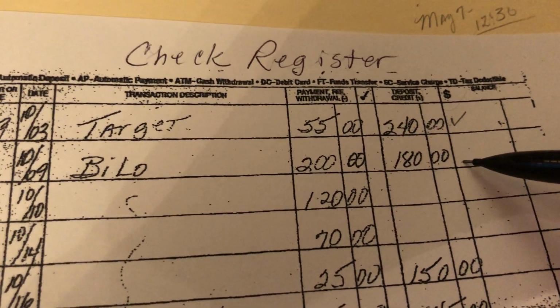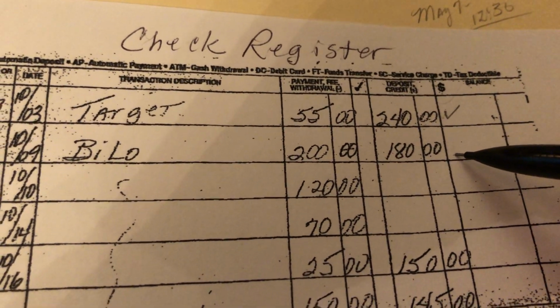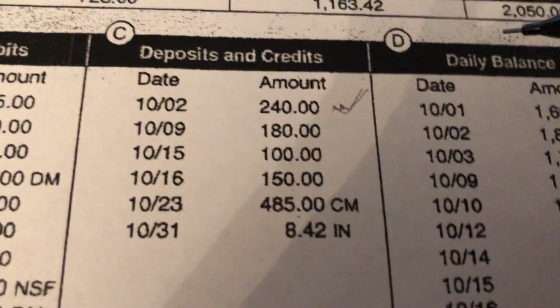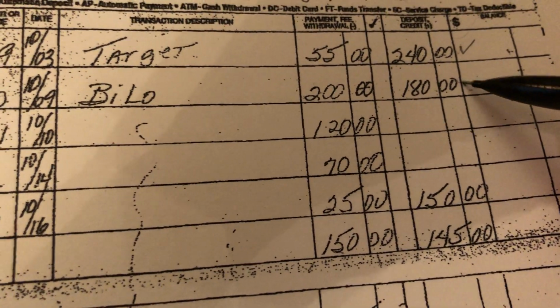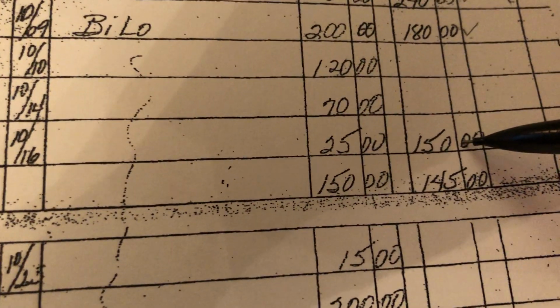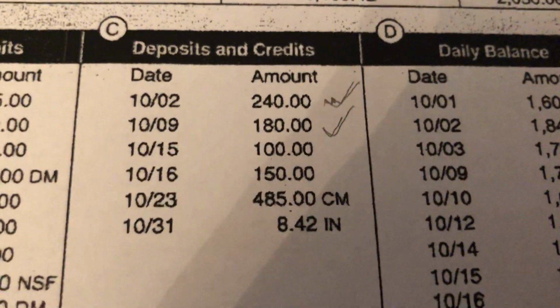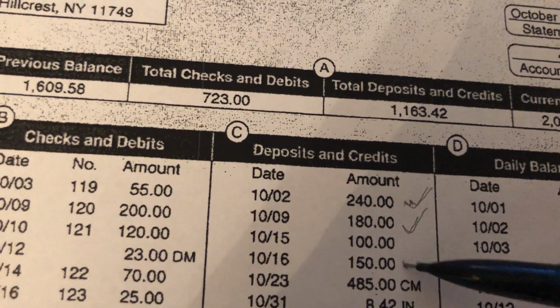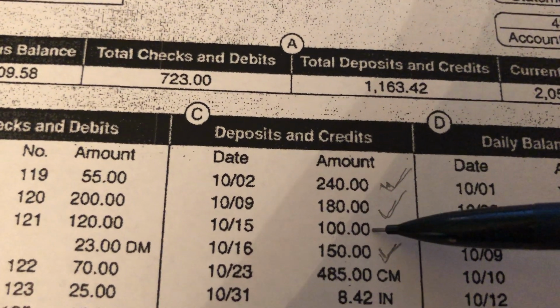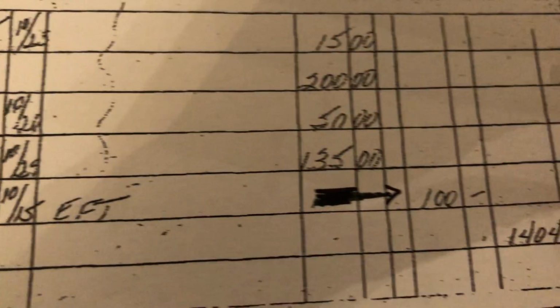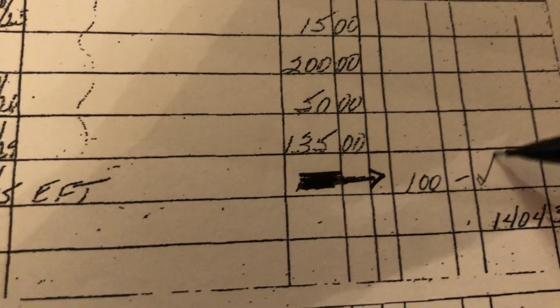Then you show a deposit in your check register of $180. So come back and see, does that match up with what's showing on your bank statement? And yes, it does. Okay. Coming on down, we have another deposit of $150. That was on October the 16th. So let's see. Do we have that? Yes. Here we go. Right here. Okay, now we have $100 here. Don't know if it's down here. Let's check and see on our check register. That $100 is down here. It's just out of line, so mark that one off.